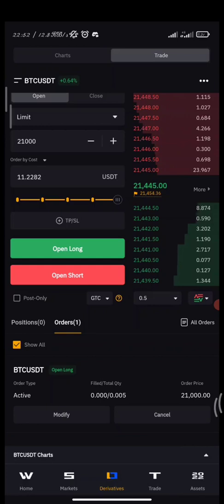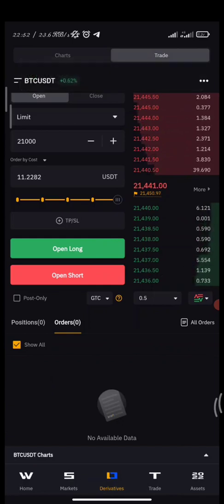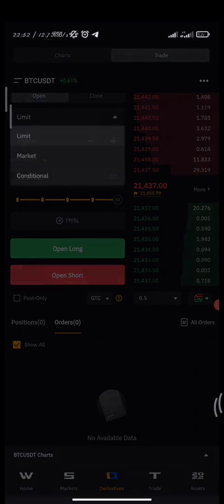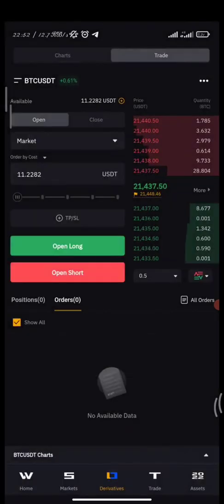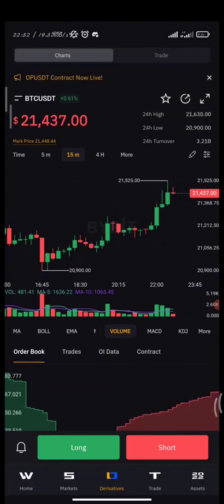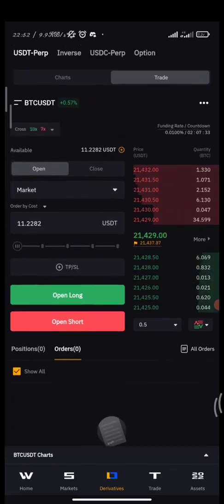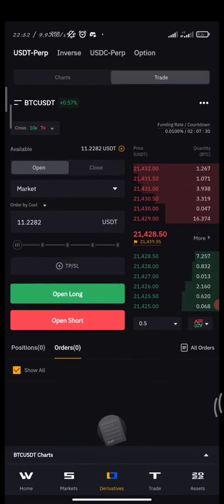So I think I've been explaining what limit is all about. You can see the order is here. It's placing that order here. Now let's use market. Market will be very fast. Let me look at what BTC is doing. You can see that candle has formed another one. Now let's say I assume BTC is going to drop, because we have been talking of longing.